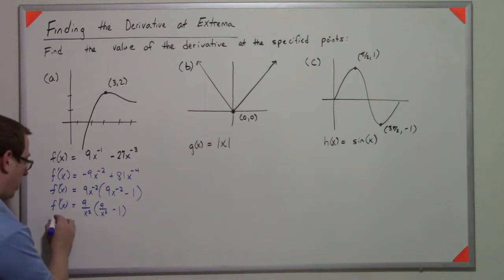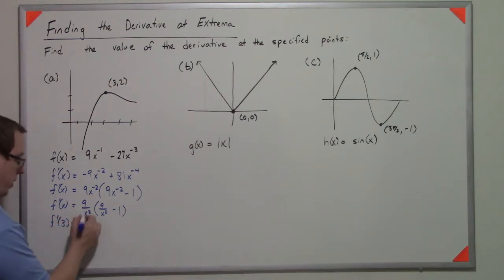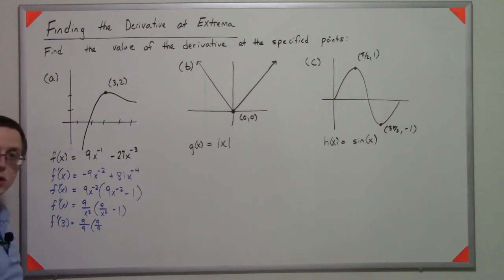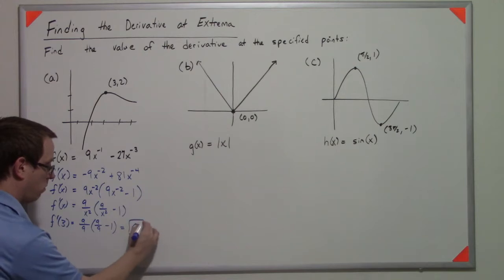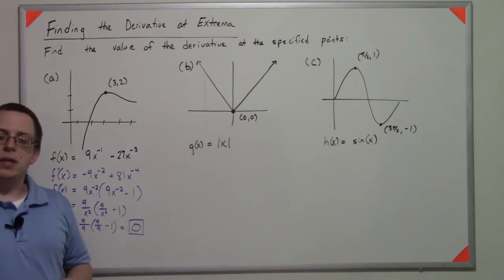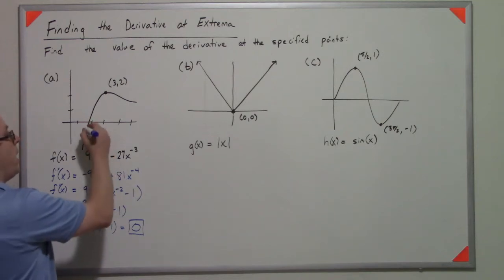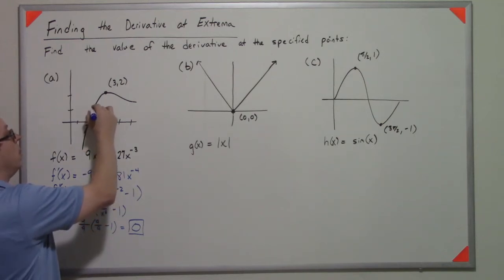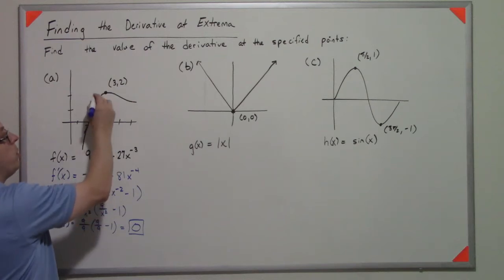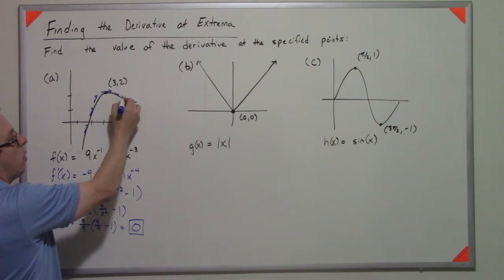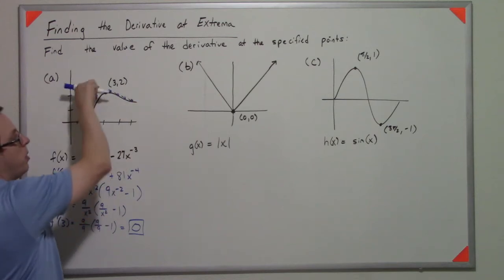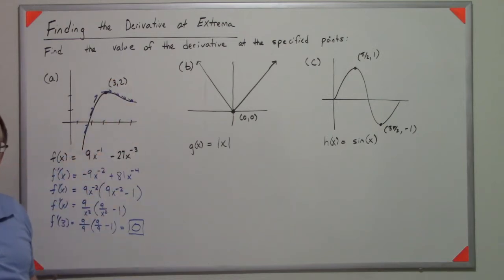Which means if I plug in f prime at 3, that's 9 over 3 squared, which is 9, 9 over 3 squared, which is 9, minus 1, which gets me 0. So does that make sense? Well, I think so, because if we have the slope of the tangent line, you see that that slope is going upward until it gets here, where it plateaus off before going downward. So it goes up, up, up, plateaus off, and then goes downward. So it hits 0. The slope of the tangent line is 0.